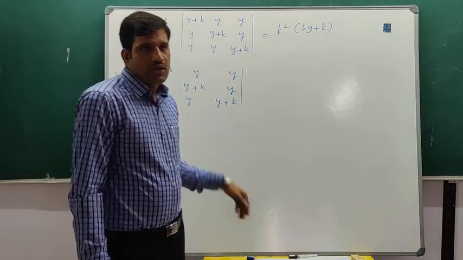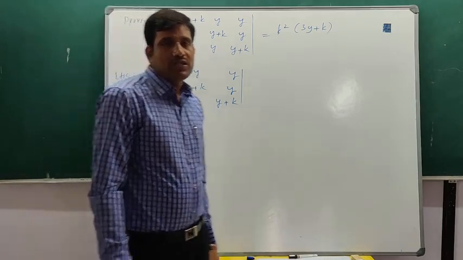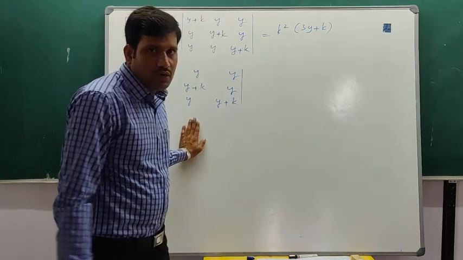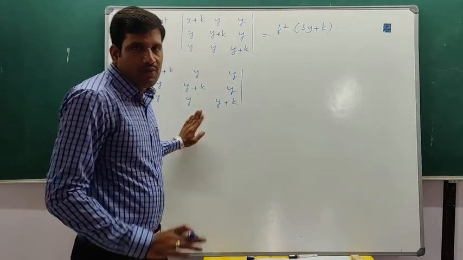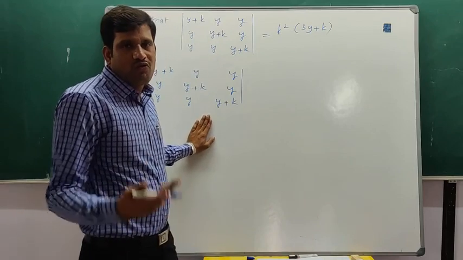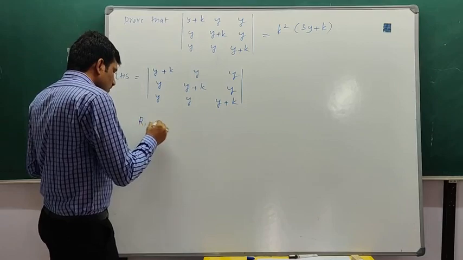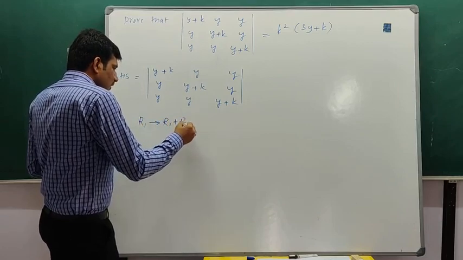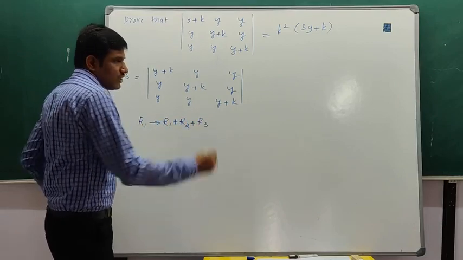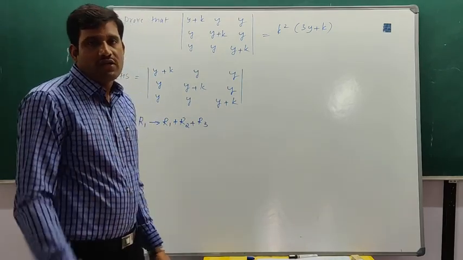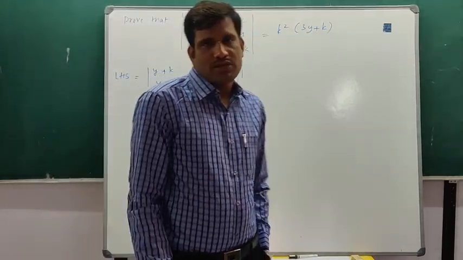What is the third note? Next we have to try R1 changes to R1 plus R2 plus R3, right? All the elements in any row or any column are not equal to 1, so we go for R1 changes to R1 plus R2 plus R3. After this we should get the same element in the first row. If not, we go for C1 changes to C1 plus C2 plus C3.